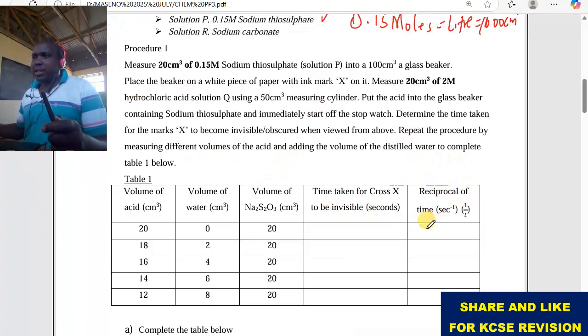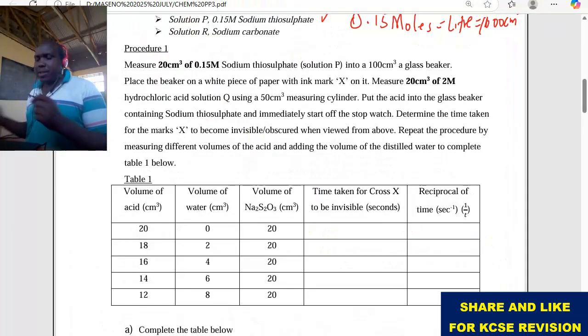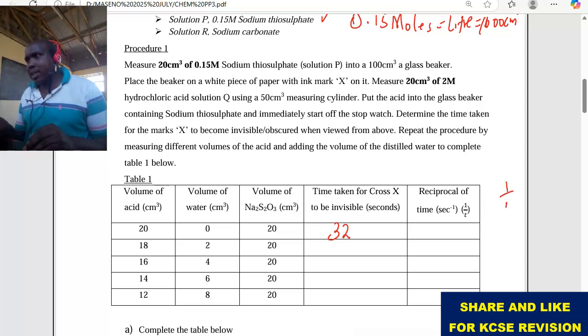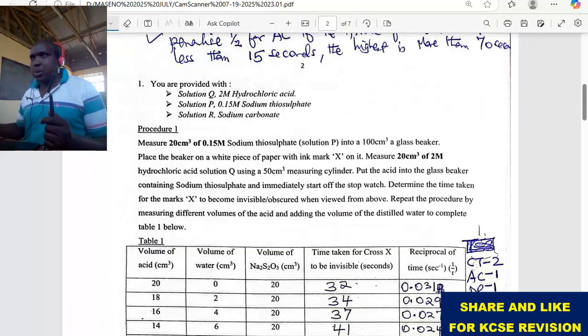And then the reciprocal of the time. Let me give you the first value. The first value was 32. Now that is 32 seconds. It took 32 seconds for the cross to become invisible for the first experiment. So how do you get the inverse? The inverse, you press 1 over 32 and you get the answer. Then you write it to 3 significant figures or to 3 decimal places, and then you get 0.031, like that.